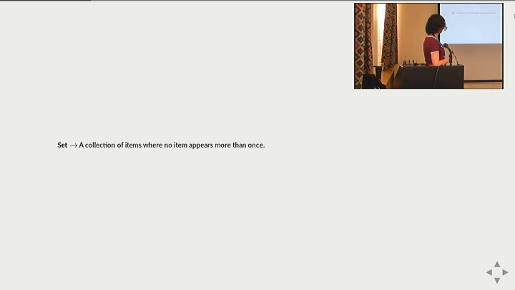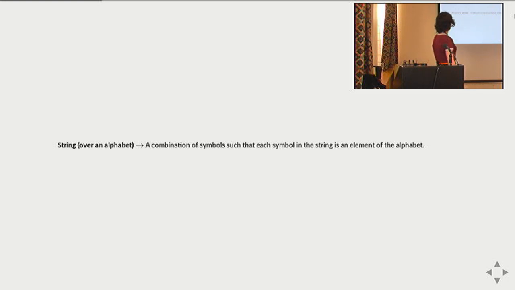First off is a set. It's a Python set. Everyone's used a set in Python, so you'll all be aware of what that is. A collection of items where no item appears more than once. A language is a set of strings that can be recognized by a machine. A string is a combination of symbols, such that each character in the string, each symbol in the string, is a member of the alphabet that we're using. And an alphabet is a finite set of symbols.